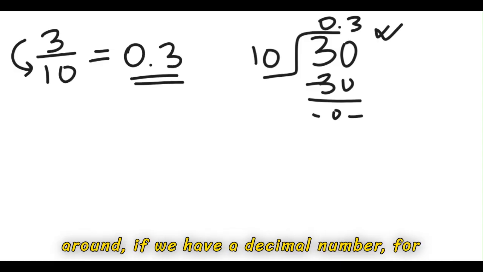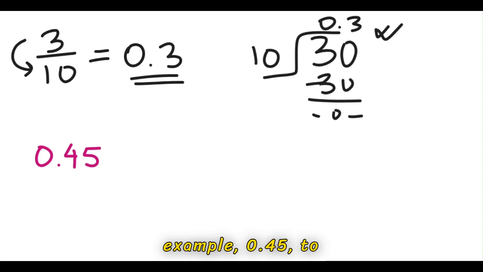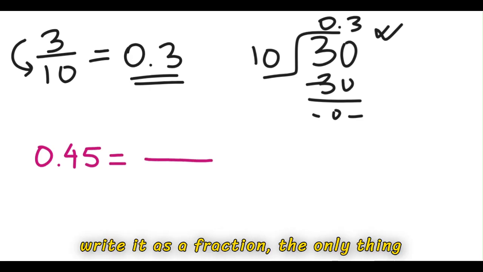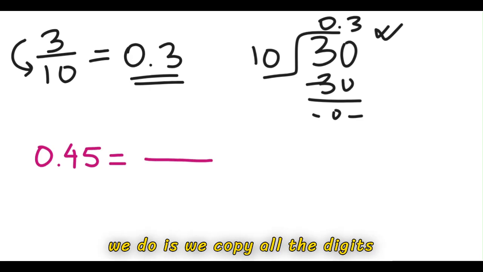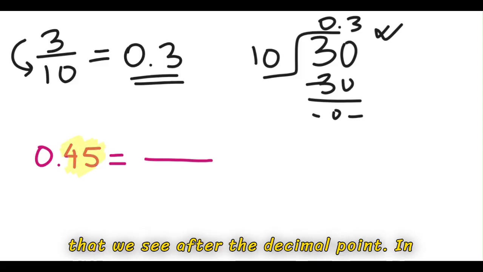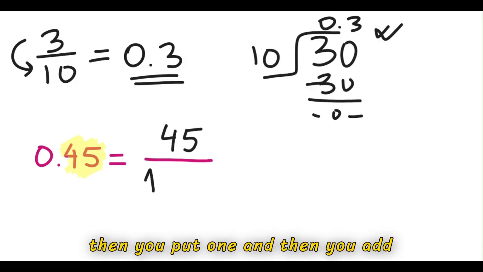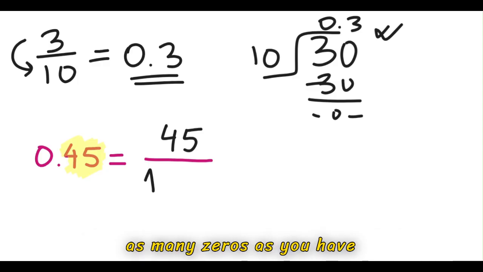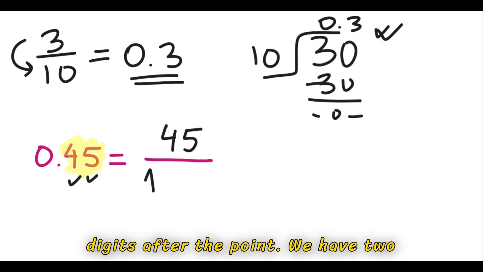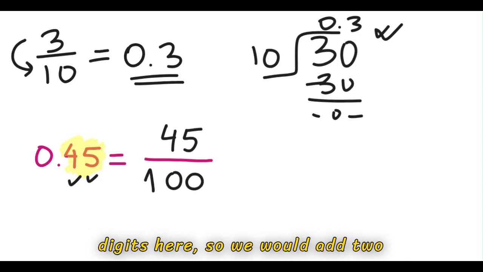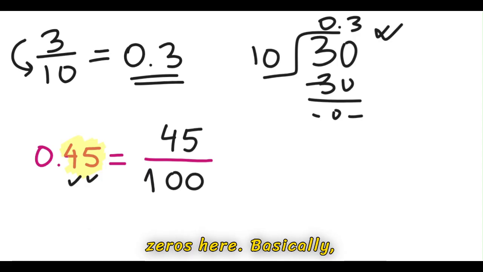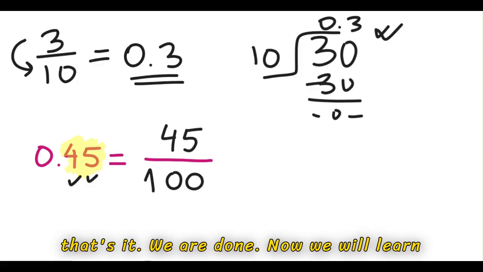And then the other way around, if we have a decimal number, for example 0.45, to write it as a fraction, the only thing we do is we copy all the digits that we see after the decimal point. In this case, it's 4 and 5, and then you put 1, and then you add as many zeros as you have digits after the point. We have 2 digits here, so we would add 2 zeros here. Basically, that's it, we are done.